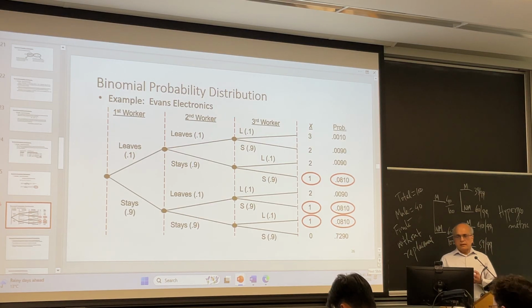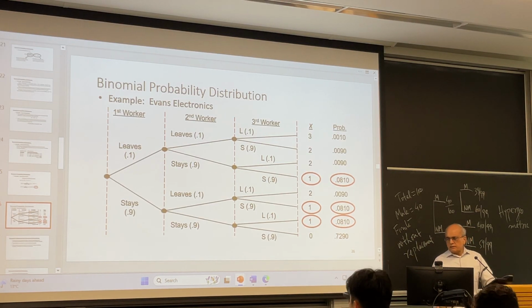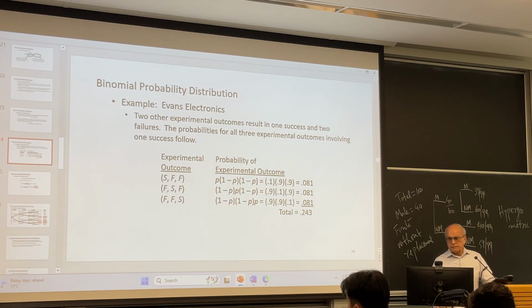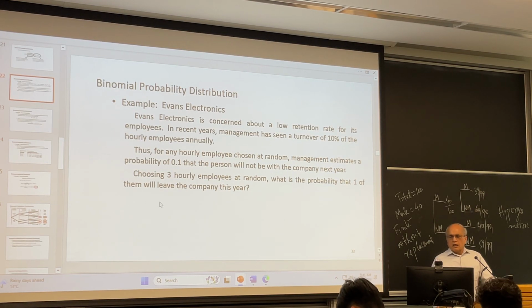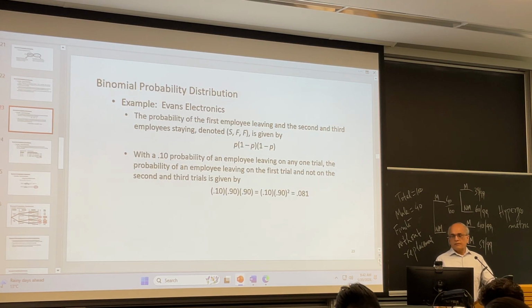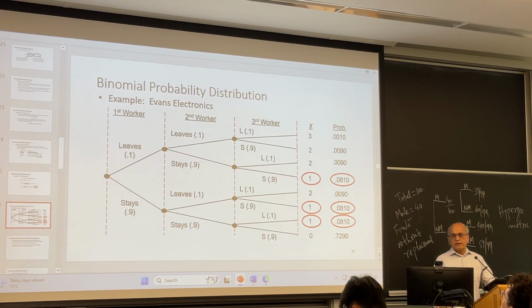So let's just look at the question. Choosing 3 hourly employees at random, what is the probability that one of them will leave the company this year? So if you select 3 employees, what is the probability that exactly one of them will leave the company in a year? I'm going to look at it first using a tree diagram: leave the company, do not leave the company.